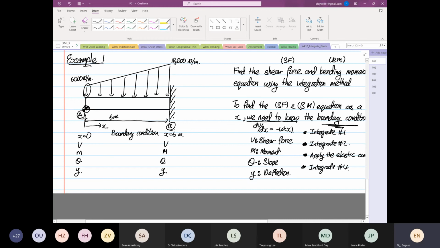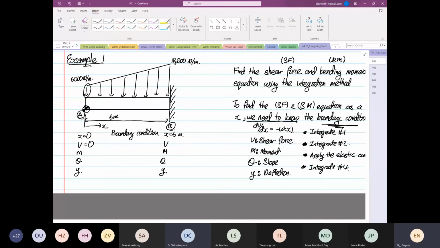So V over here, we know that this is equal to what? 0. At X, 0 will equal to 0, because there's no support over there, yes? So it's 0. Okay. How about M? What is M equal to? Anyone? What is our moment at point A?